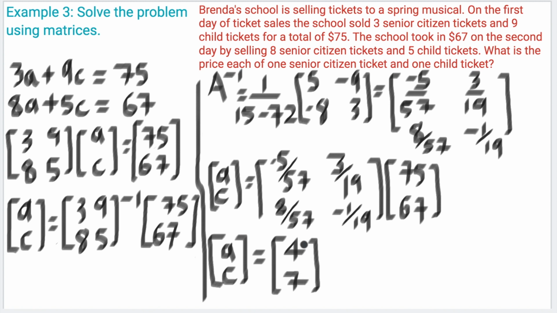So let's interpret what those two numbers mean. A represented the price of each senior citizen ticket, so it was $4, and C represents the cost of each child ticket, which is going to be $7.